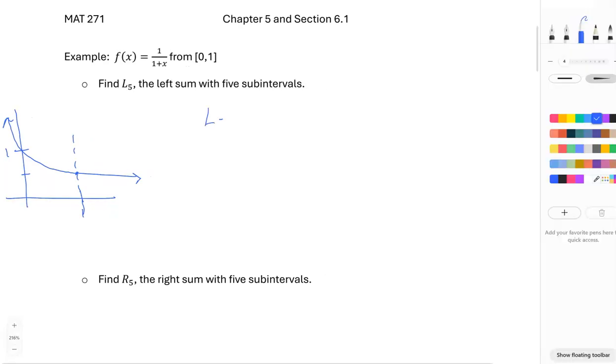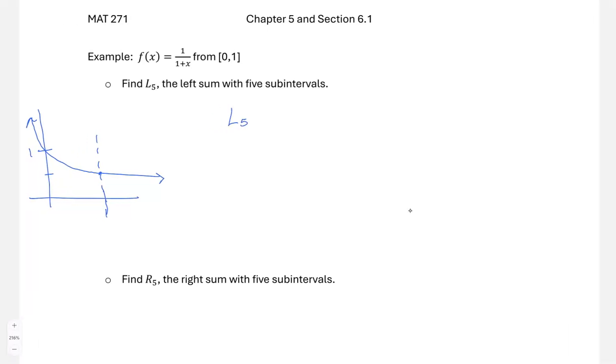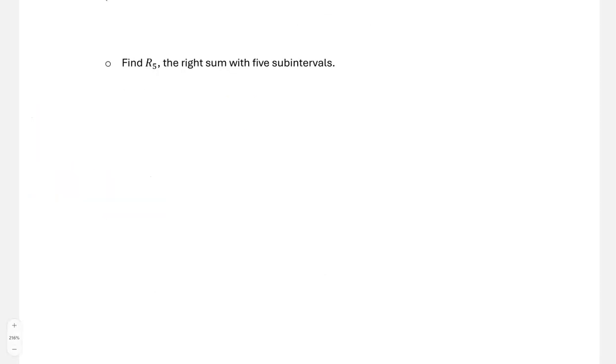We're looking for a left sum with 5 rectangles. That's what this notation means. So if I'm looking for a left sum with 5 rectangles, I've got to figure out how wide each rectangle is.